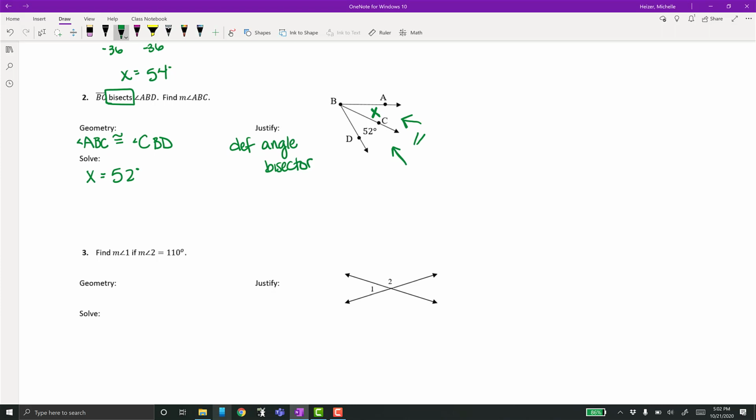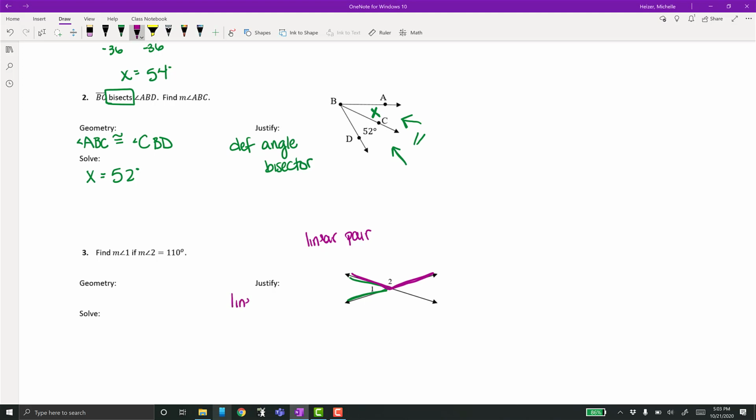Now, problem number 3 doesn't have many words. It just says, find measure of 1 if 2 is 110. So we really need to look at the diagrams here. Okay. Angle 1 and angle 2, we need to recognize those as a linear pair. Notice how this pinkish purple color is touching that green color? That makes them a linear pair. So our main word here would be linear pair.